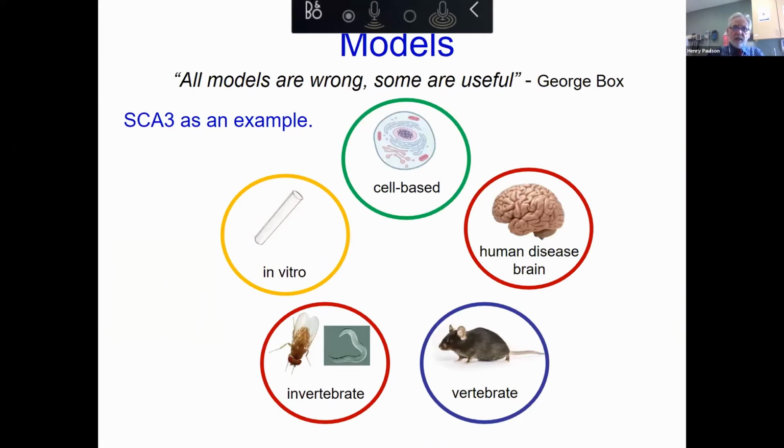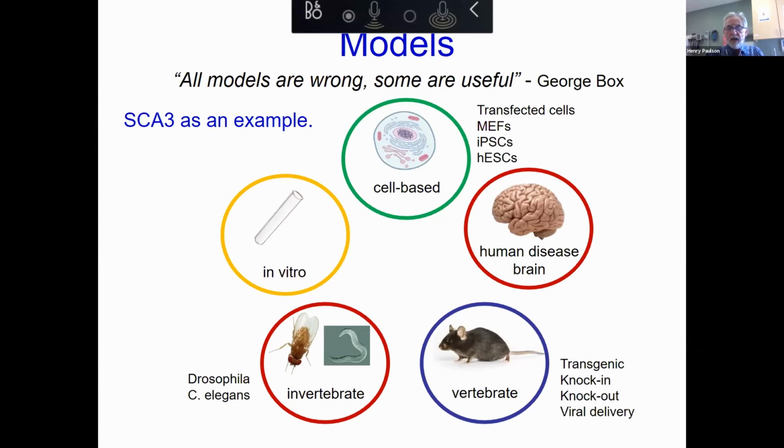I just wanted to mention in the case of SCA3, we've been very fortunate that many talented scientists have generated numerous models over the years. We have used transfected cells, mouse embryonic fibroblasts, iPSCs, human embryonic stem cells to look at mechanisms and to test therapies. We've used Drosophila and C. elegans models to really look at genetic pathways in a very rapid way. And numerous mouse models exist, and even beyond that now to other models, whether it's knock-in, knockout, viral delivery, transgenics that can be used. Of course, all of this requires looking at the human disease brain, the gold standard. And of course, in vitro studies are a critical part of this as well.